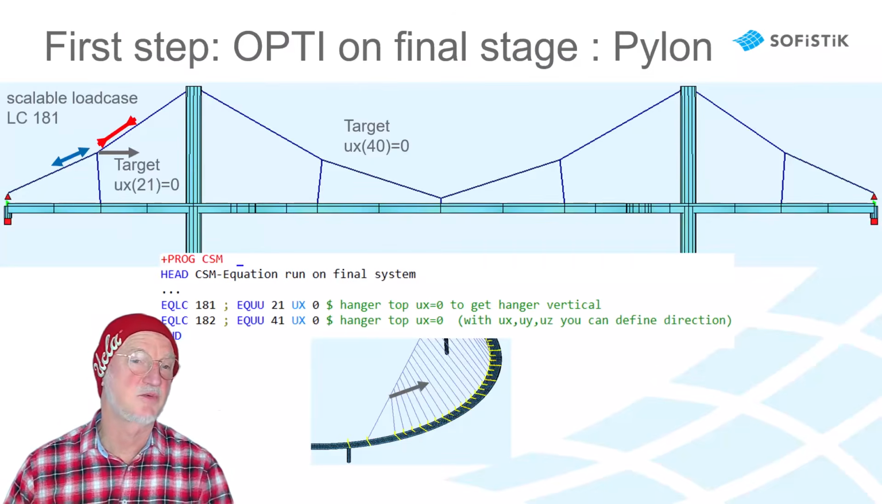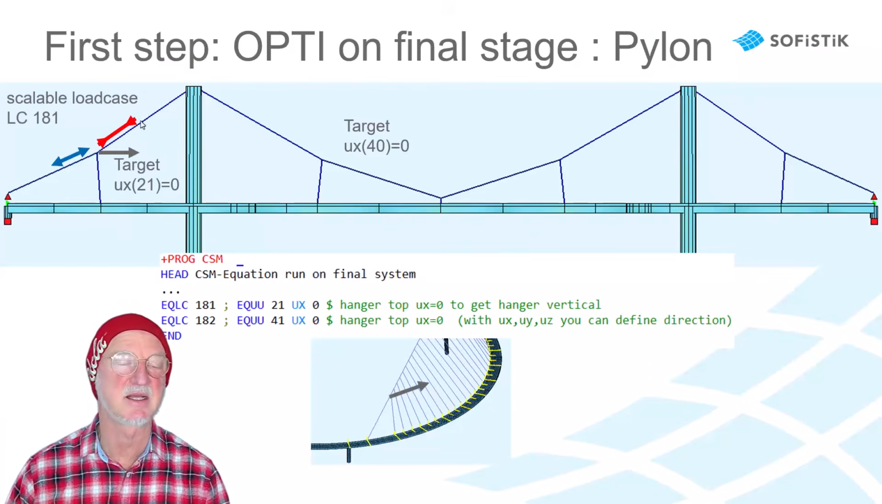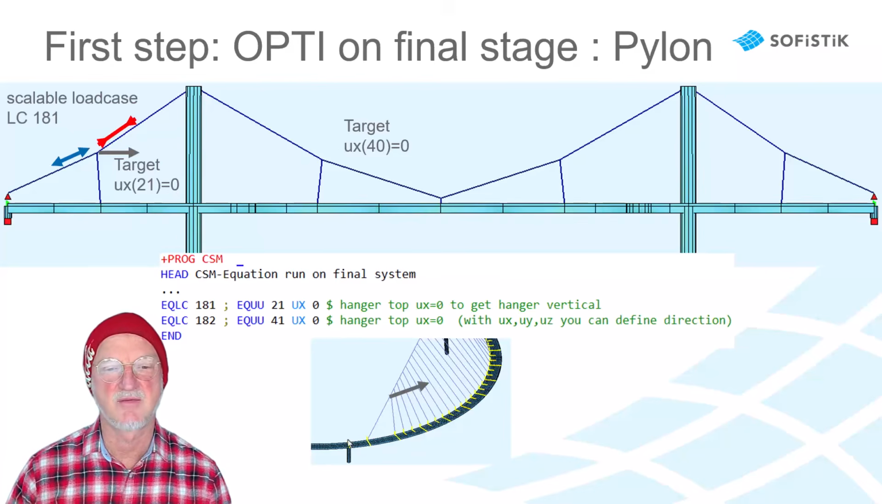Now, Jürgen, that is quite easy. We make a scalable load case where we shorten this main cable part and lengthen this main cable part. And with this we can easily reach a target that the deformation UX at this node shall be 0. The same we do on the other side. If you have a curved bridge, you can also define a vector UX, UY, UZ for this optimization direction.